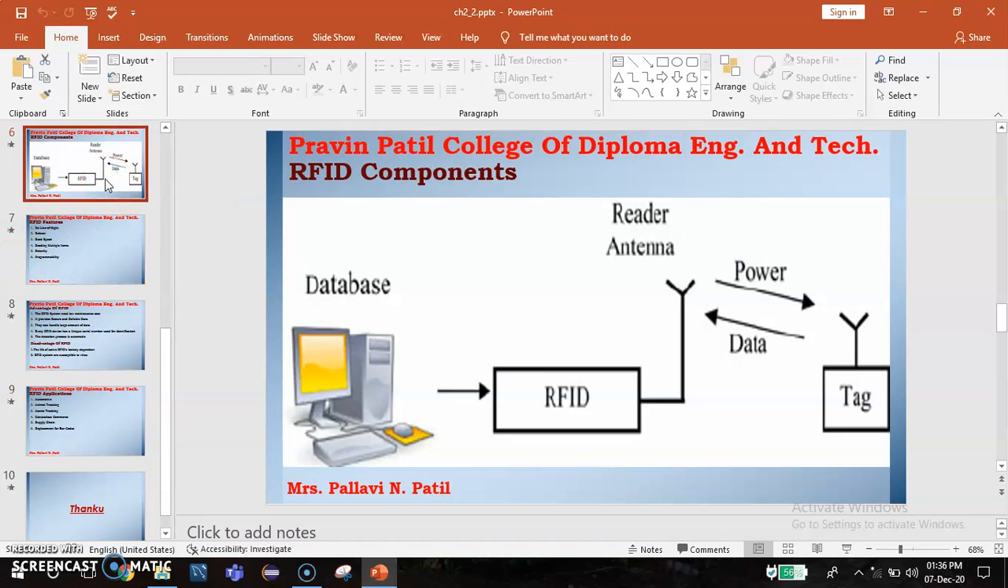In this PPT we learned about RFID components: the different components, tag, transponder, reader.